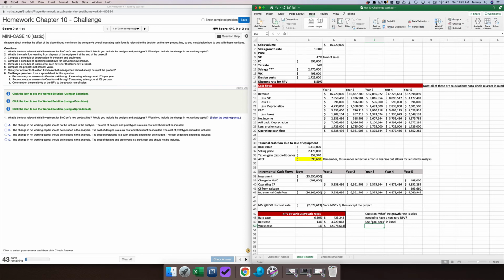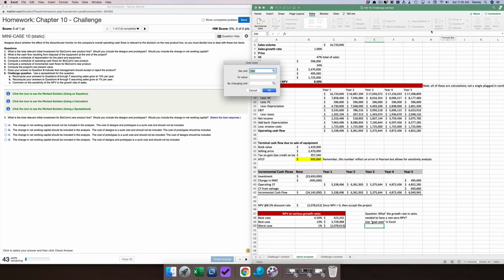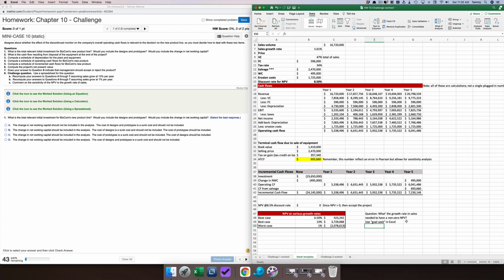So you go data, what if analysis, goal seek. And we want to set this cell, our calculated net present value, equal to a penny, 0.01, by changing the rate of growth of sales. So what is the rate of growth of sales that we need to not lose money on this deal? Let's go ahead and hit OK. And it calculates. So we need 5.6% growth.